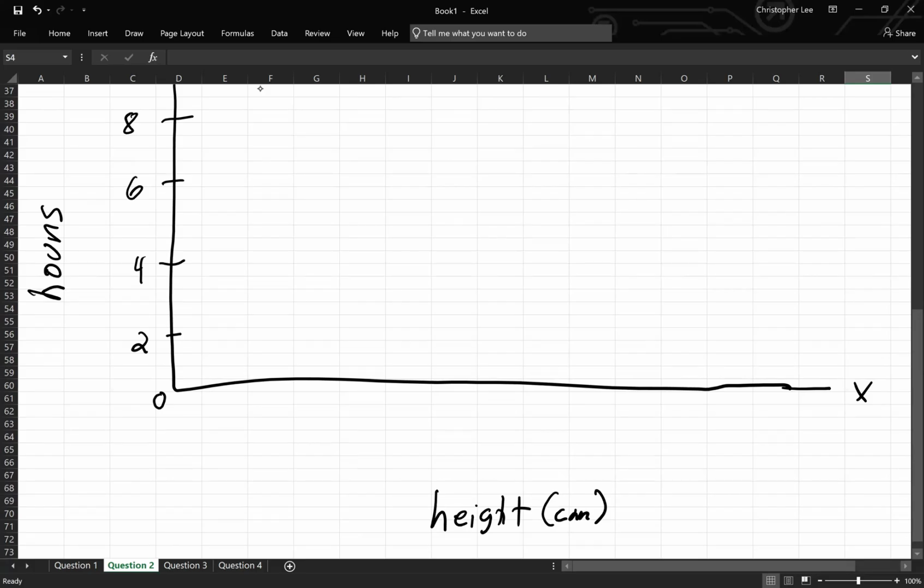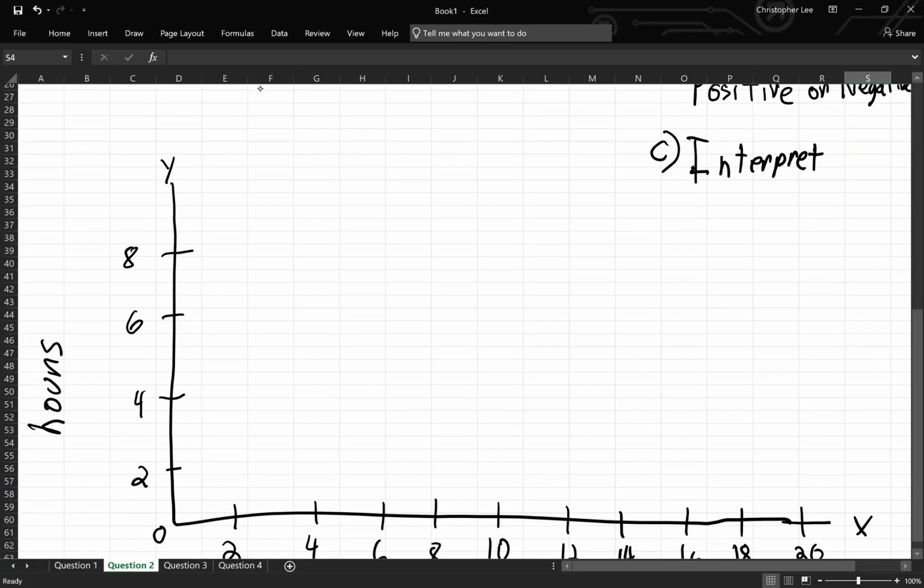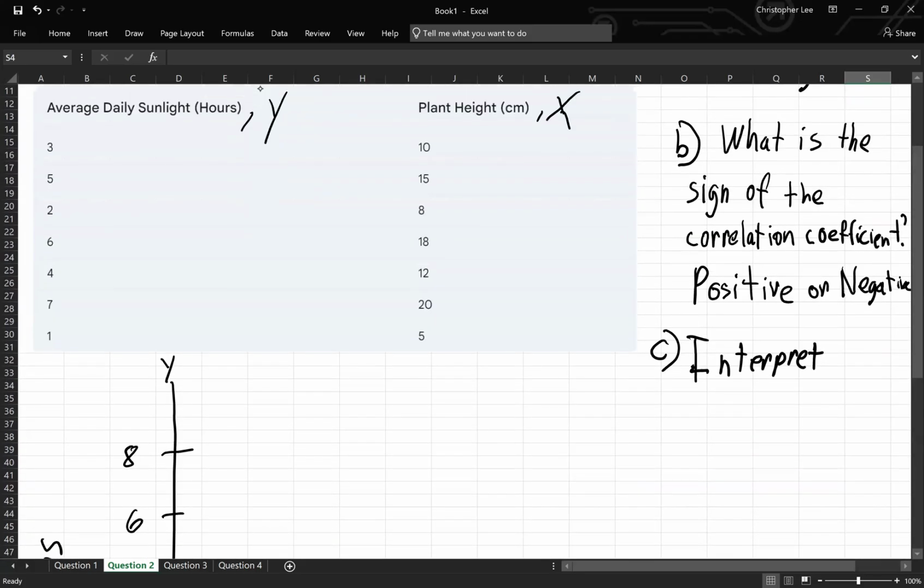I'm thinking. Yeah, let's go by twos. We'll go by twos. 2, 4, 6, 8, 10, 12, 14, 16, 18, 20. All right. That's just how this problem worked out, right?